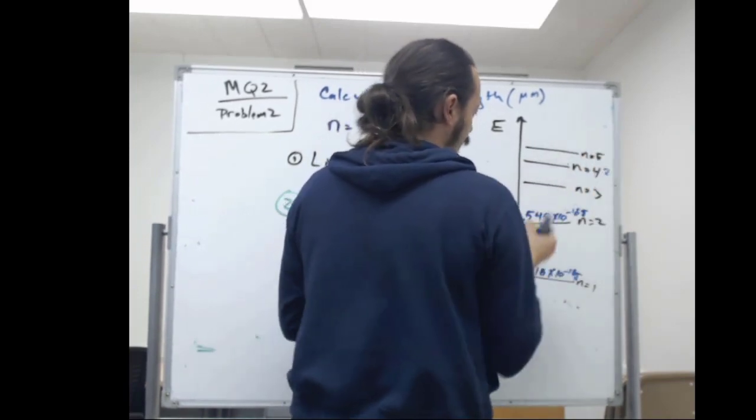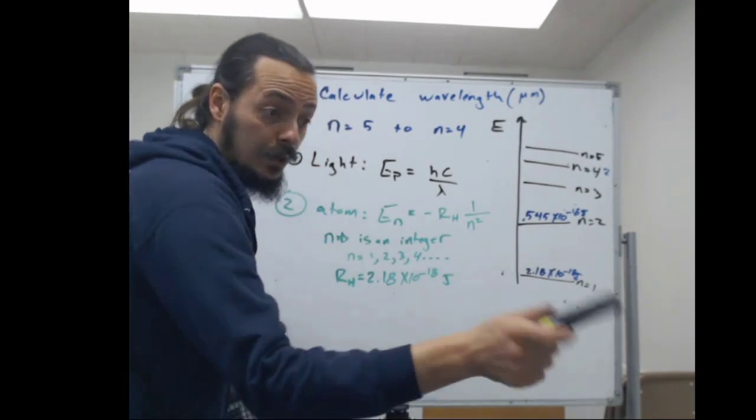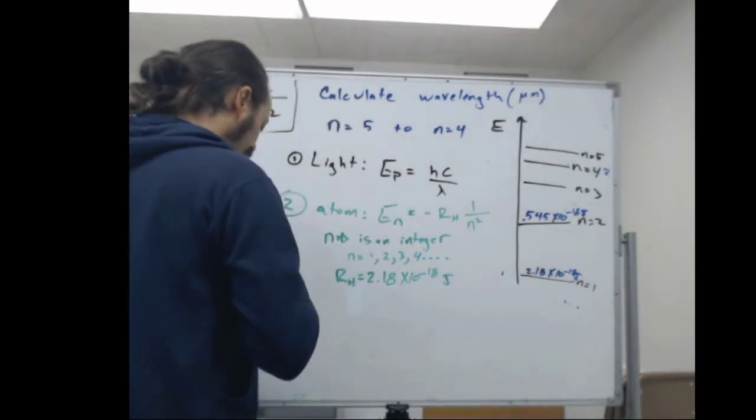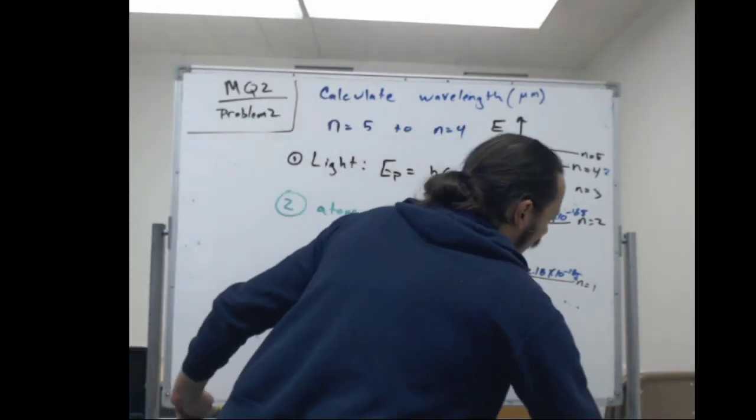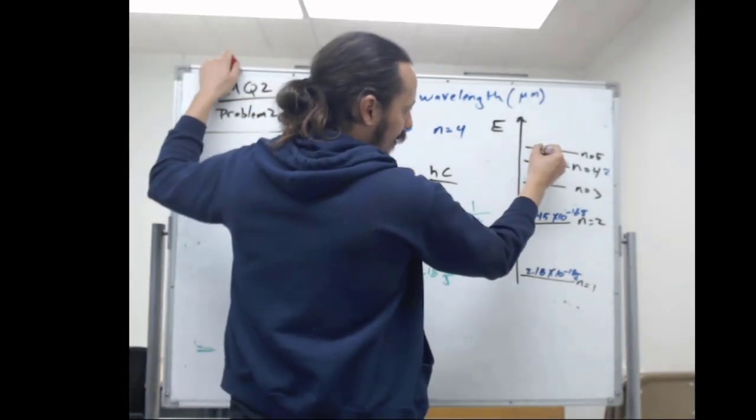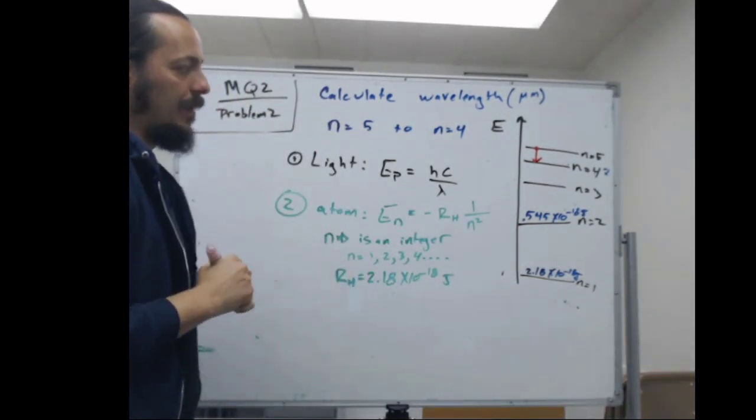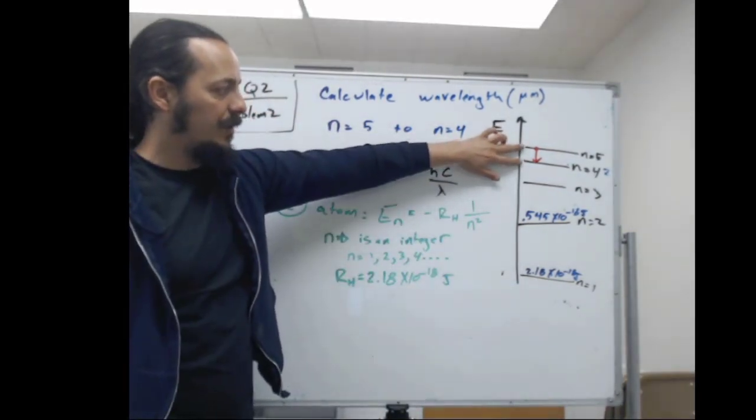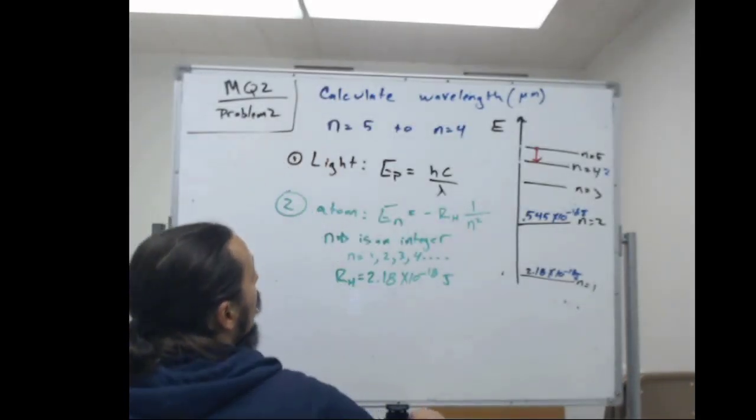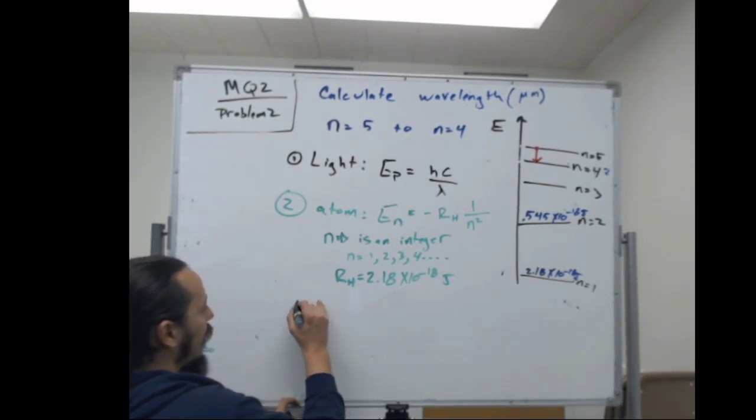N equals 5. And for the version of the question I have, I want to do n equals 5 to n equals 4. So I'm going to have my atom change in energy between those two. I want to find the difference in energy between n equals 5 and n equals 4. So we can set this up as a change in energy calculation.